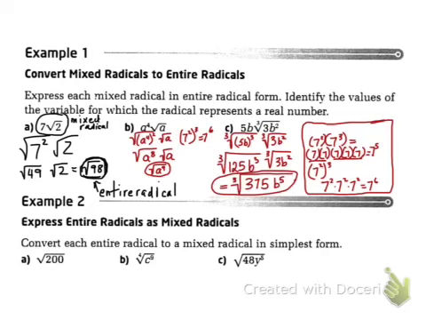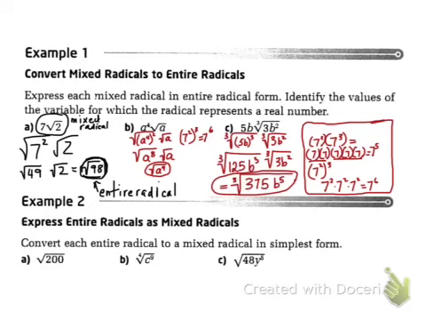Okay, let's move on to our next one. But before we do that, this time when we're expressing entire radicals as mixed radicals, we have to find the biggest perfect square that we can find to divide into our root.